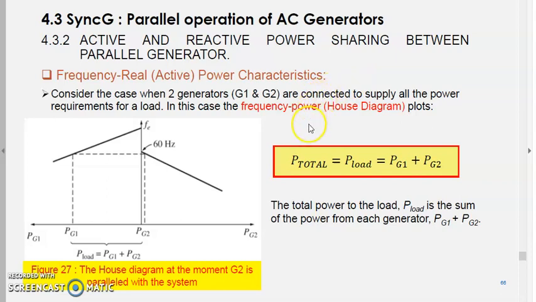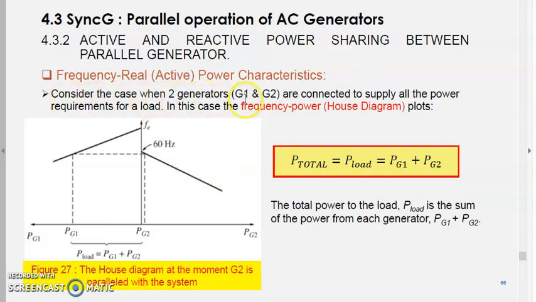Okay, in synchronous mode, you have two generators. One we put on the right side, one on the other side. So this is genset 1, this is genset 2. This one will present the house diagram of genset 2 to be parallel with the system. So this is the original genset, and this is the incoming.